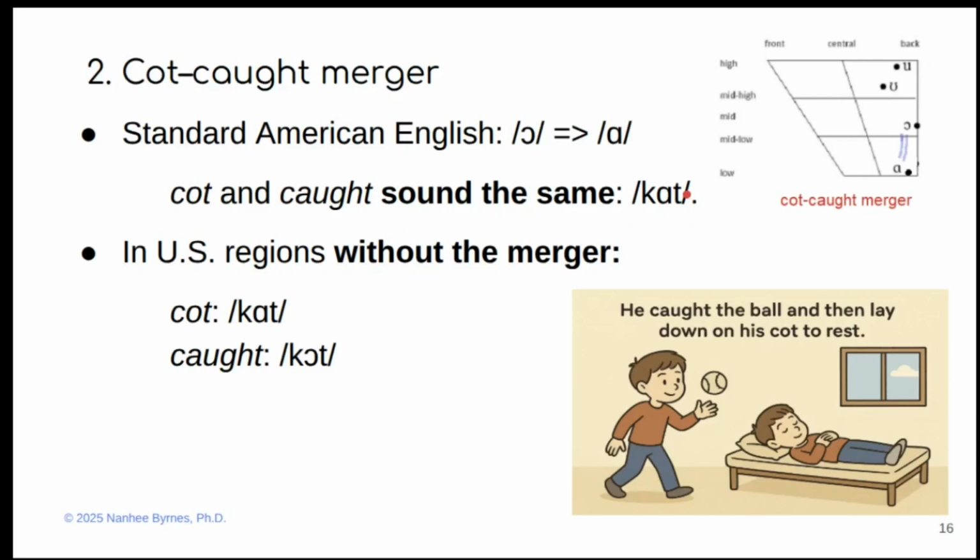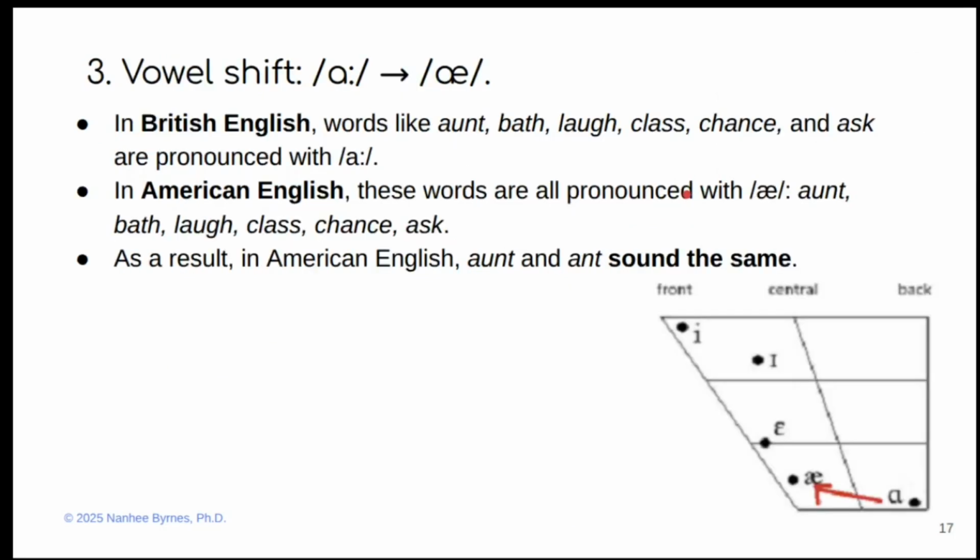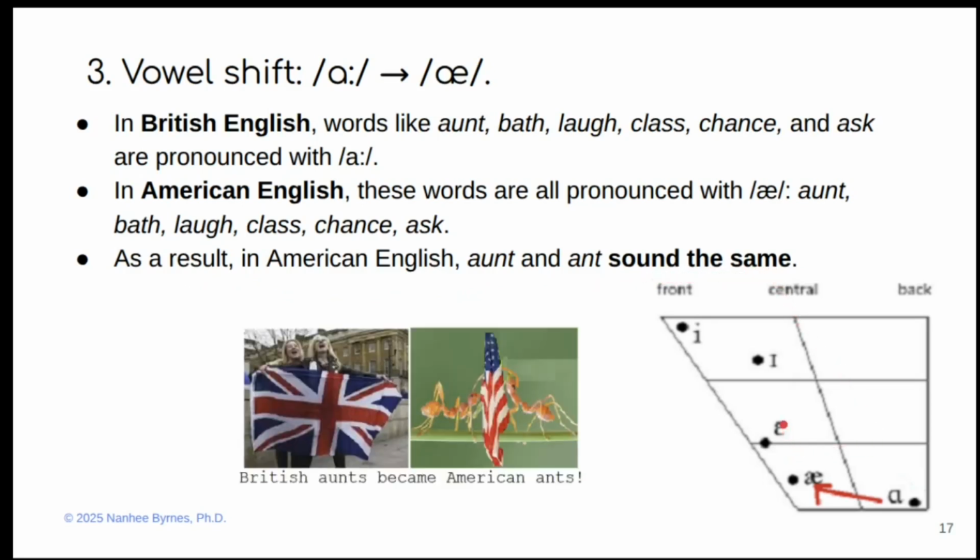There's also a notable vowel shift in American English, the shift from ah to a. In Britain, words like aunt, bath, laugh, class, chance, and ask are pronounced with ah. But in America, they're all pronounced with a. Aunt, bath, laugh, class, chance, ask. So in American English, aunt and aunt sound the same. So far, can you see a pattern? American vowels are simpler, while British English preserves more distinctions.